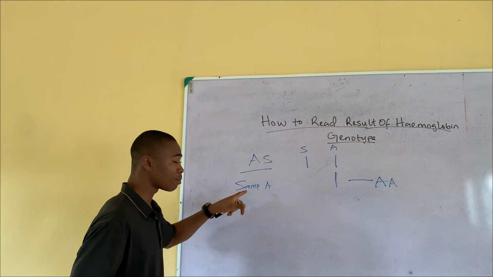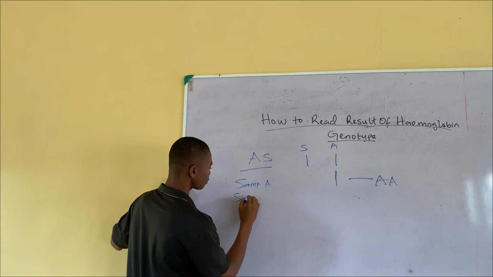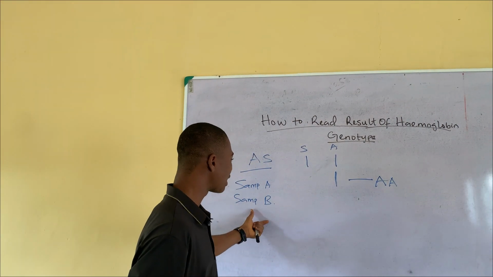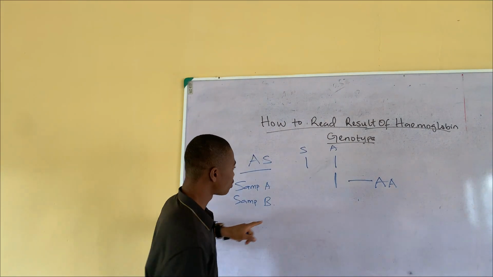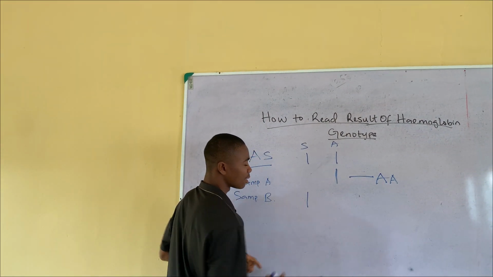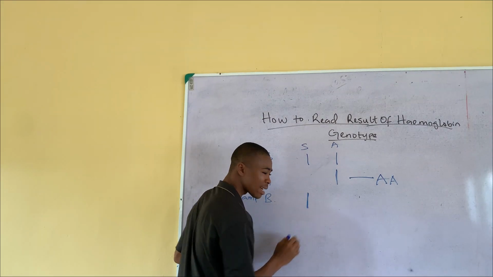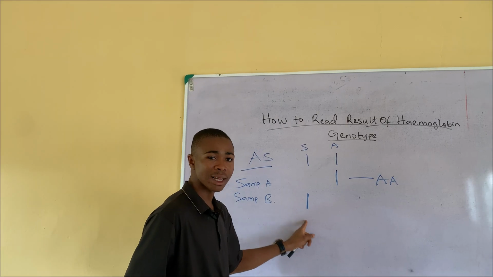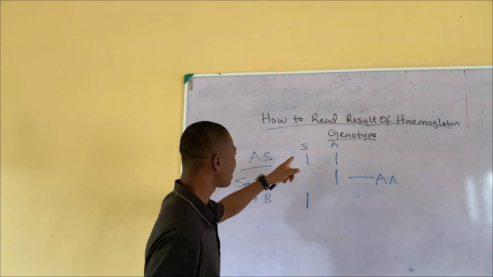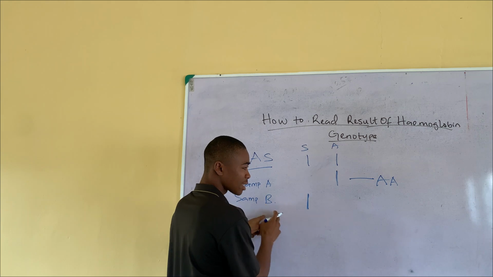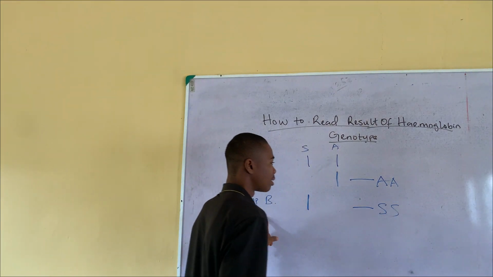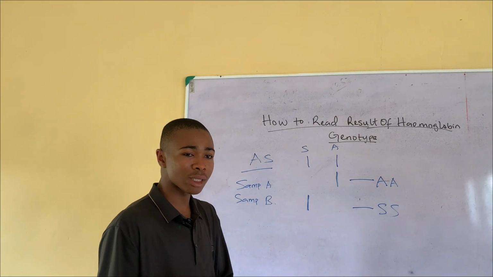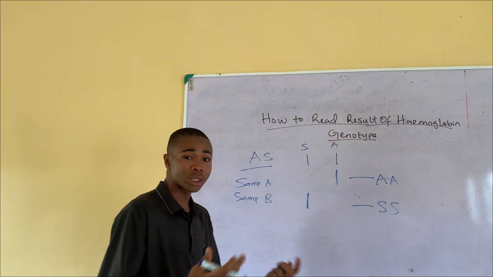So when it comes to, let's say, sample B. In situations where sample B migrates directly under this S and has a thicker band on this S, that's to tell you that S and S are here. There's a presence of S and S bands fused in this one place. Then that's to say this sample is SS. As I earlier said, the migration is based on S and A. They are the hemoglobin genotypes, the variants.